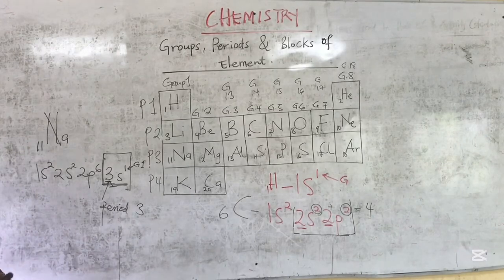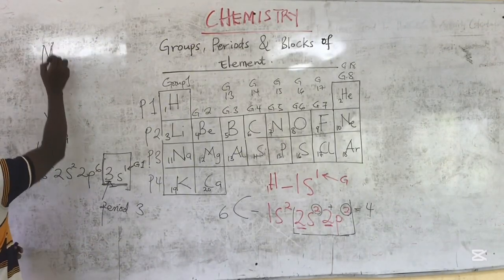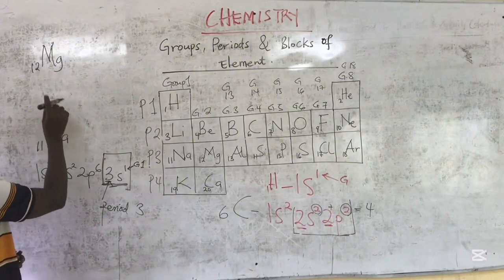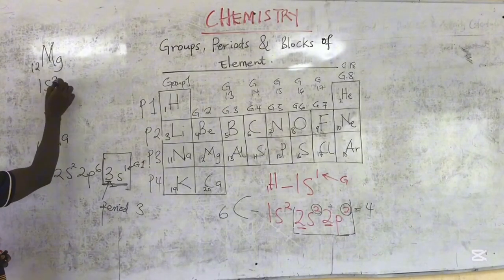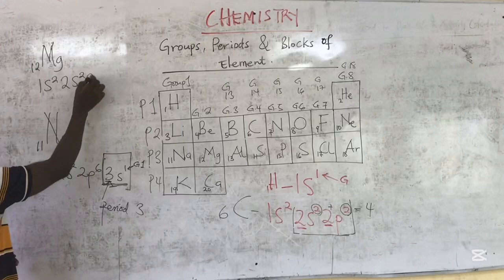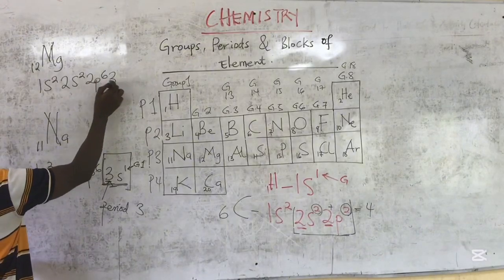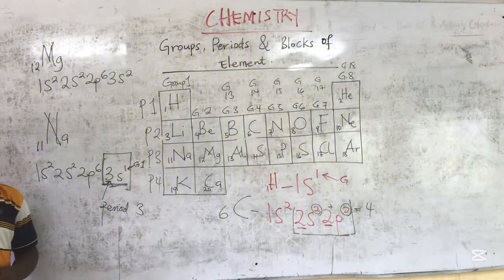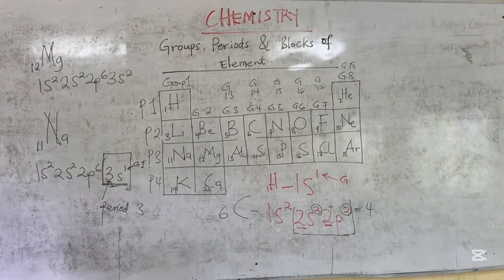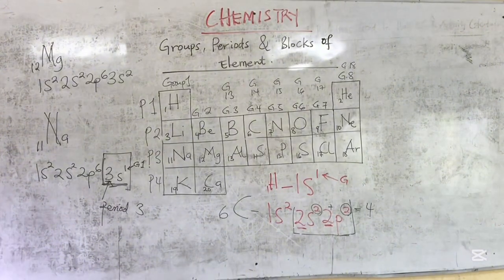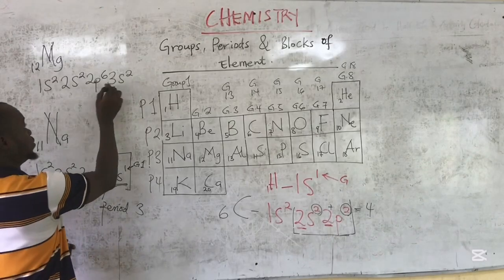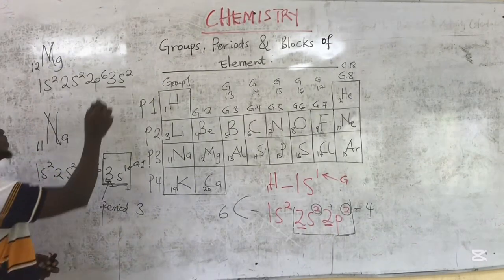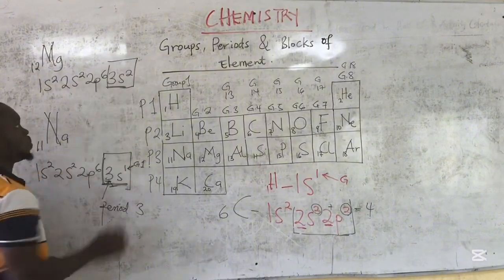Let's take magnesium, Mg. Magnesium is atomic number 12. It has the configuration 1s2, 2s2, 2p6, and then 3s2. This is the configuration for magnesium. What is the last energy level of magnesium? That is the 3, which contains the s orbital. So the last orbital here is the 3s orbital.